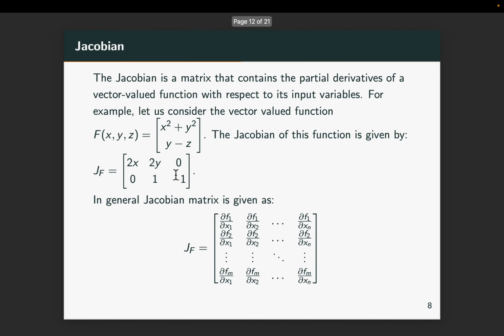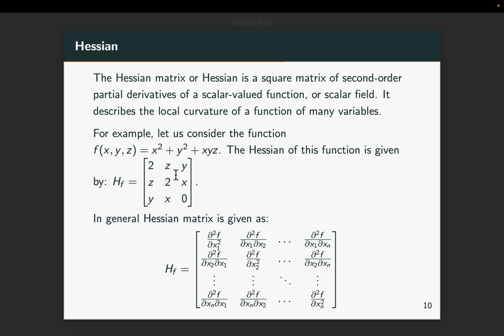Okay, so let's soak this in for a minute. The Jacobian is giving you the partial derivatives of a vector valued function. The Hessian is giving you the second order partial derivatives of a scalar function. Right? Now, can you take 2 minutes and try to write the Hessian in terms of the Jacobian of something?